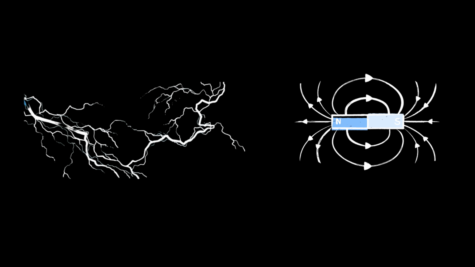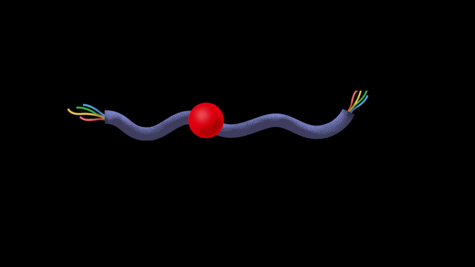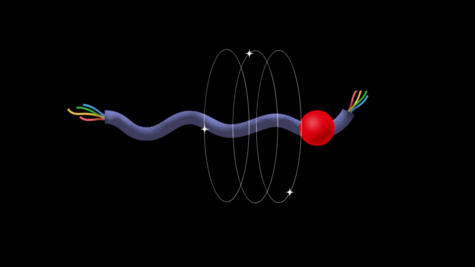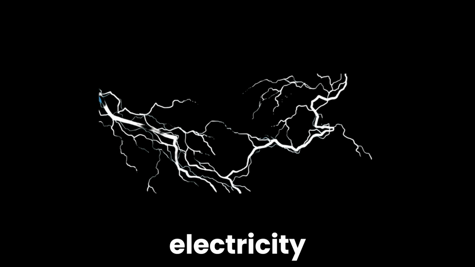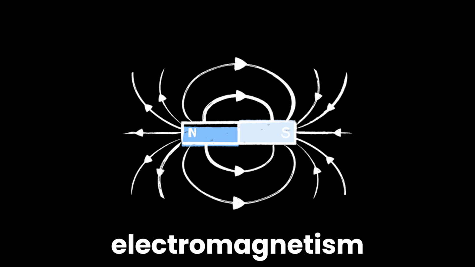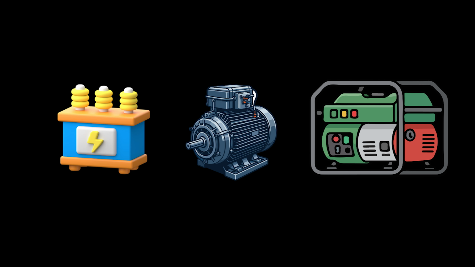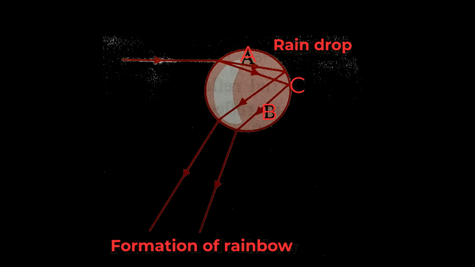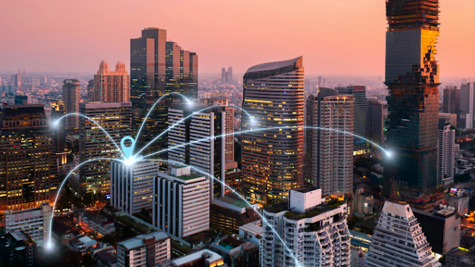Another important concept: electricity and magnetism are linked. When electrons move through a wire, they generate a magnetic field around it, and when a magnetic field moves near a wire, it generates electricity. This is electromagnetism. The reason transformers, motors, and generators exist. It's not two separate forces, it's one combined phenomenon: electromagnetic force. This relationship powers the entire modern world.